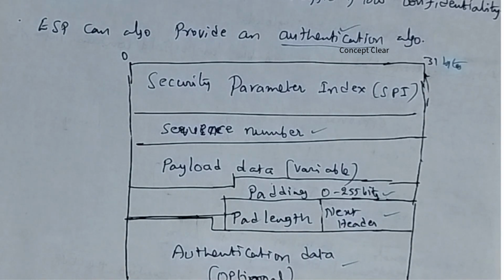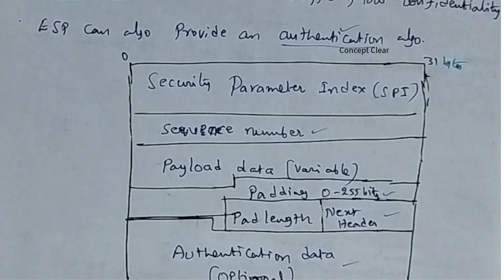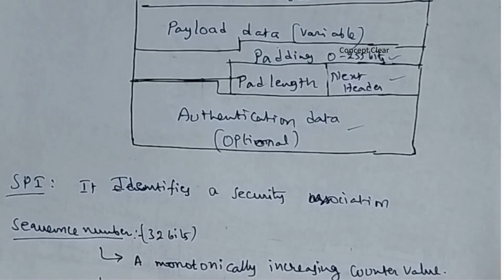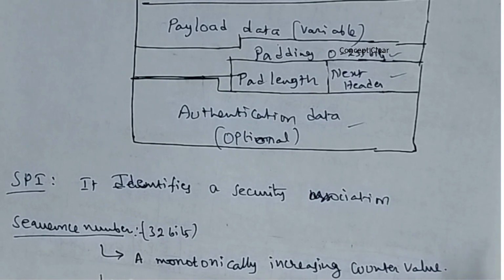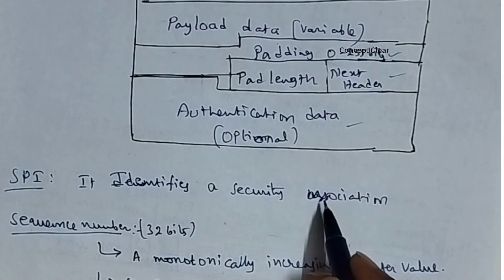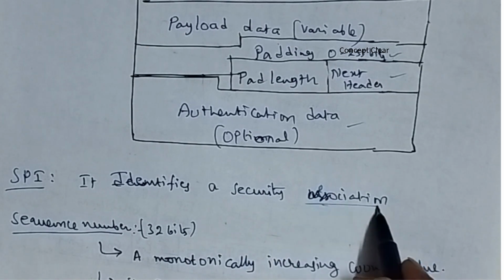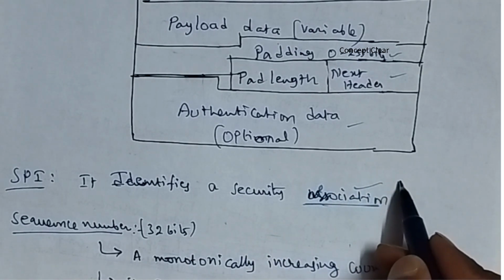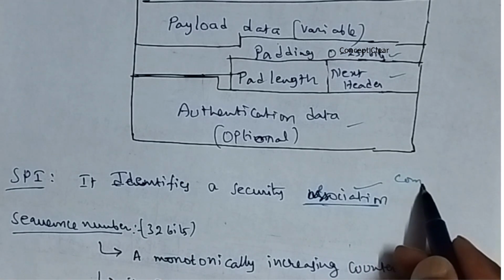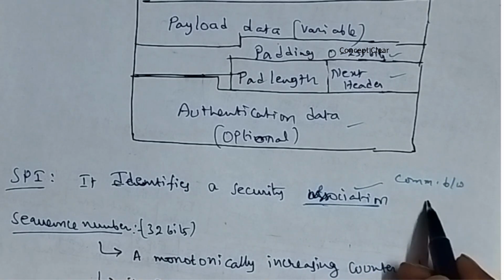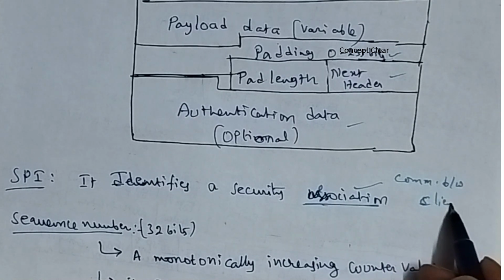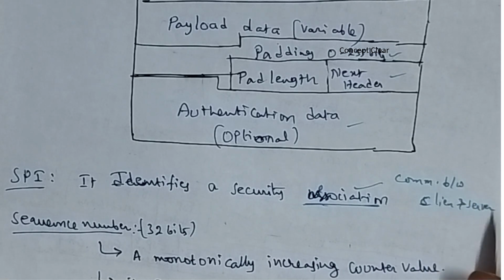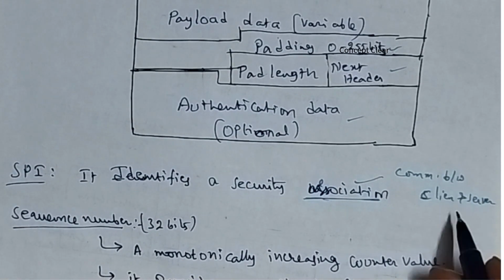Here we will discuss one by one. What is the security parameter index? The security parameter index identifies a security association. Whatever associations are involved, those associations will be identified by the SPI. What is the meaning of association? Association is nothing but the communication between client and server.